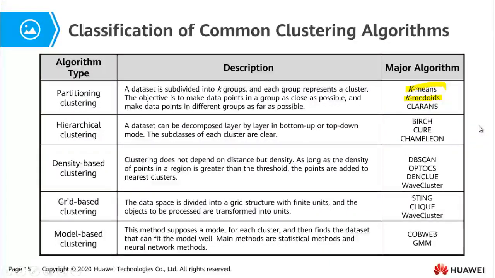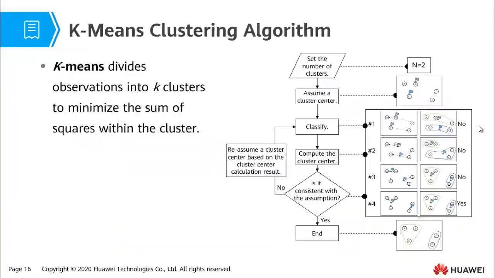A third common clustering algorithm is density-based clustering. Partitioning clustering is to divide a dataset by distance, and density-based clustering is to classify datasets based on the density of sample points around a point in a region. Now, let's look at the technical principles of the three common clustering methods.